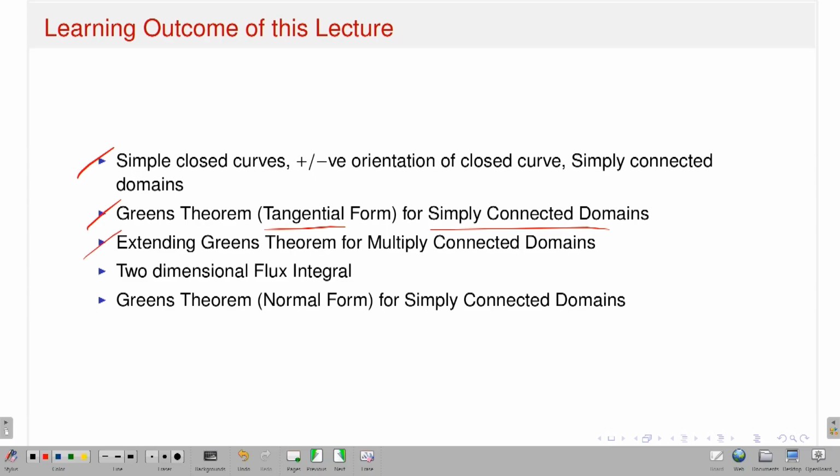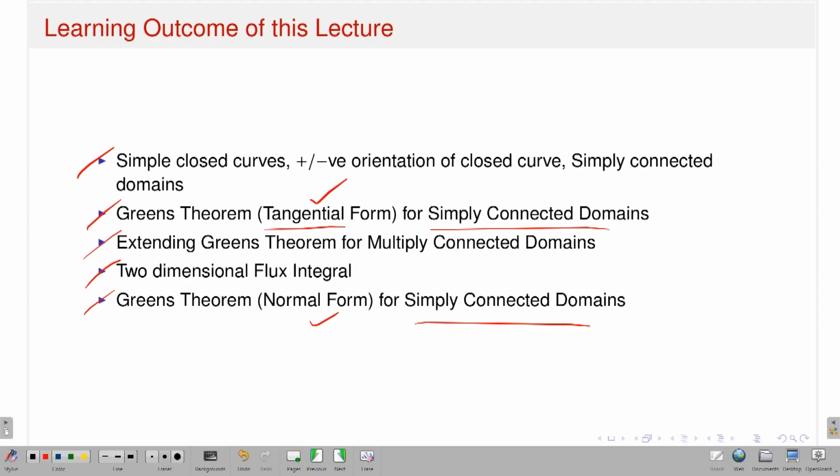That is true. Then of course, as an application of Green's theorem, I will talk about what I mean by 2-dimensional flux integral. Okay. And of course, at the very end I will talk about another form of Green's theorem. The first one is the tangential form, then it is the normal form corresponding to the simply connected domain. Okay. So, that is the full plan for the coming 2 or 3 lectures.